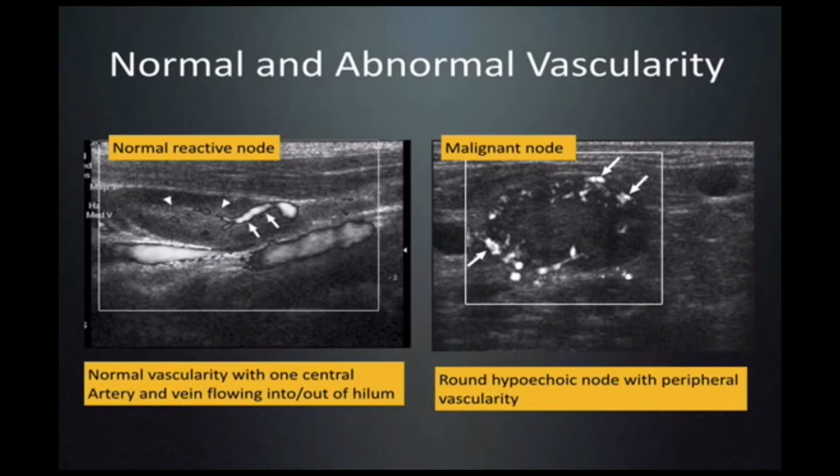This demonstrates the vascularity of a normal reactive node and a malignant node. On the lymph node on your left, you see that it is somewhat elongated, and the power Doppler, which unfortunately doesn't show up very well in this picture, demonstrates a central artery or central vasculature going into the hilum. On the other hand, the malignant node shows that the node itself is round and hypoechoic. It doesn't have a discernible hilum, and has peripheral flow of vascularity into the node from multiple locations. This makes it almost certain that it's a malignant node.